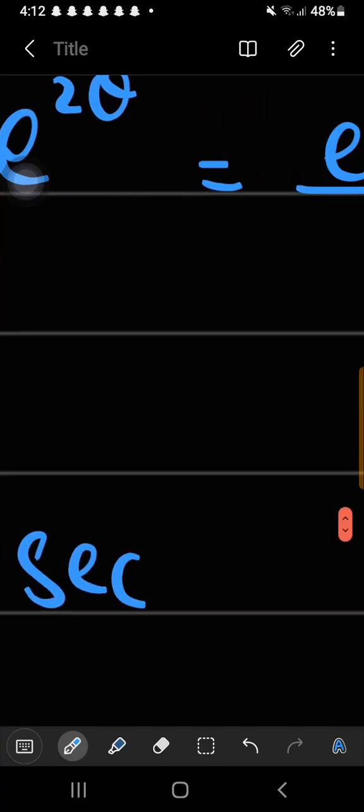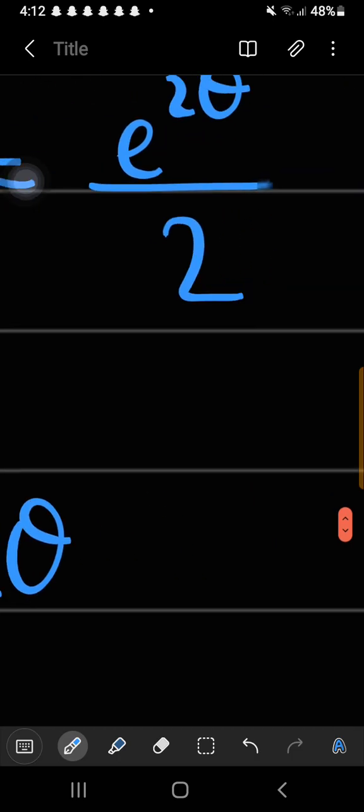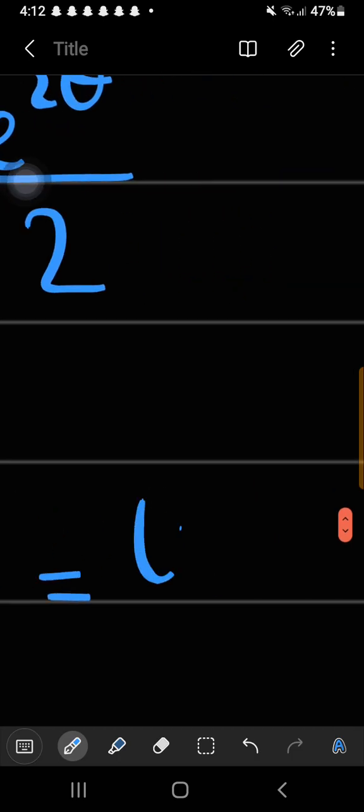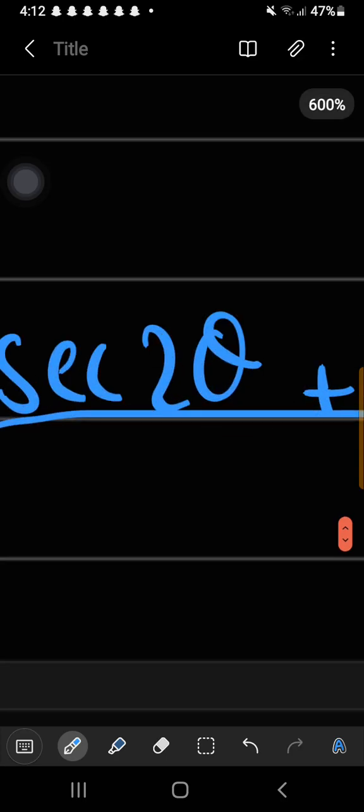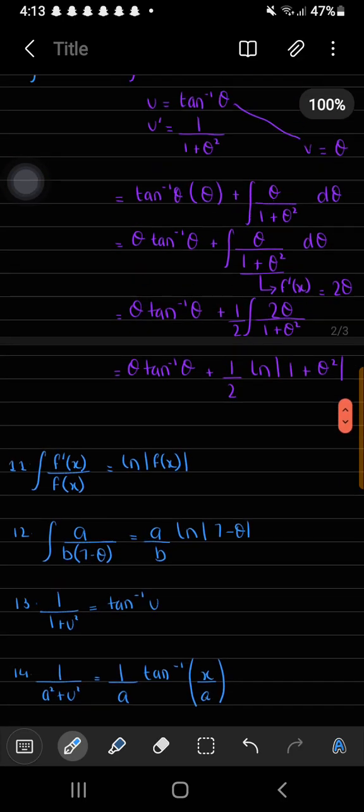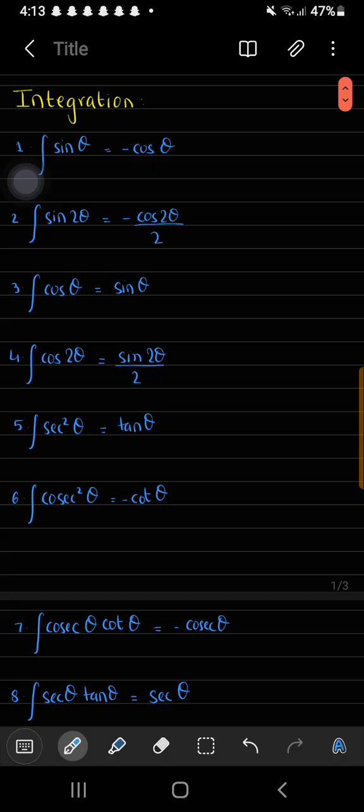the integral of sec 2 theta is equal to ln modulus of sec 2 theta plus tan 2 theta, divided by 2. So just have a look at all the properties and then we will end the video.